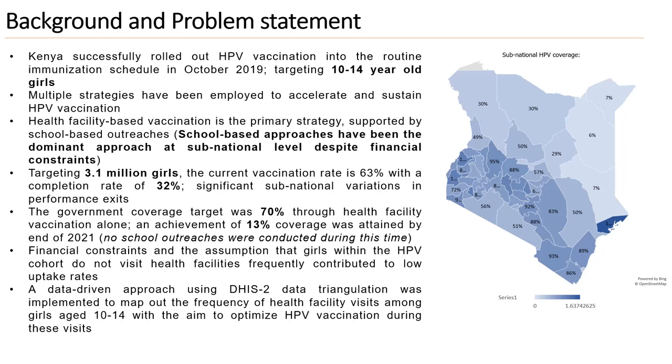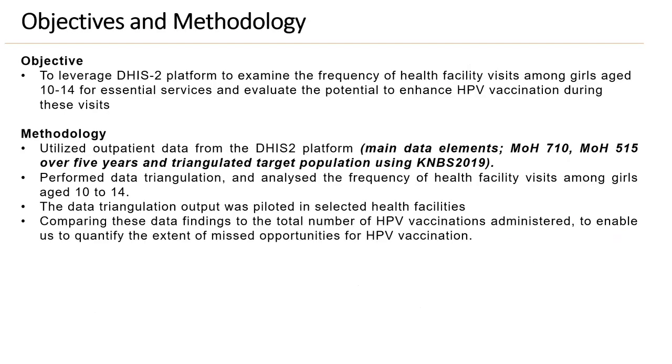In this work, a data-driven approach was employed, doing some data triangulation, to look at the frequency of health facility visits among this target population and optimize HPV vaccination during these visits. So we did some data analysis and looked at how frequently girls aged 10 to 14 visit health facilities, and how we can optimize these visits to optimize HPV vaccination at the health facility. Our objective and methodology for this triangulation were clear. Our main objective was to leverage the DHIS2 platform to examine the frequency of health facility visits among girls aged 10 to 14 for essential services and evaluate the potential to enhance HPV vaccination during these visits.